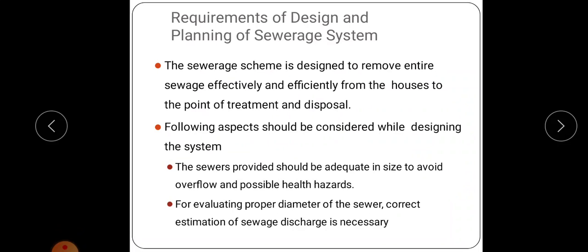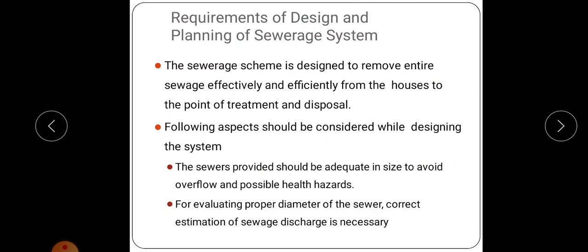Next is the requirement of design and planning of sewerage system. The sewerage system is designed to remove the entire sewage effectively and efficiently from the houses to the point of treatment and disposal. For designing the sewerage system, some of the points to be considered are, first one, the sewers provided should be adequate in size, because if the size is small, it will cause overflow problems, which leads to possible health hazards. So the sewers should be adequate in size.